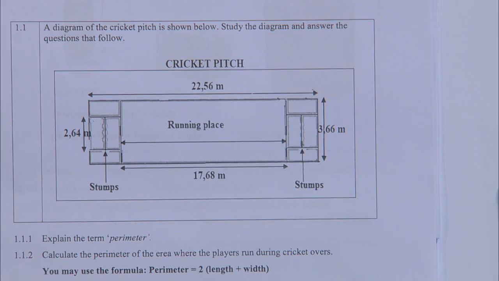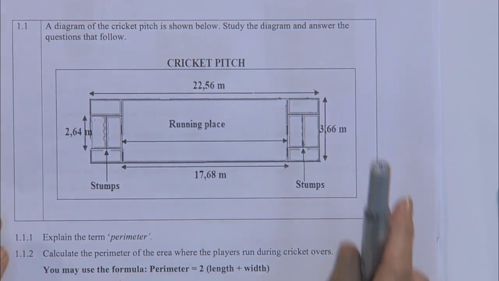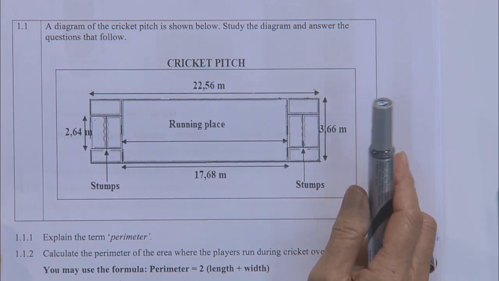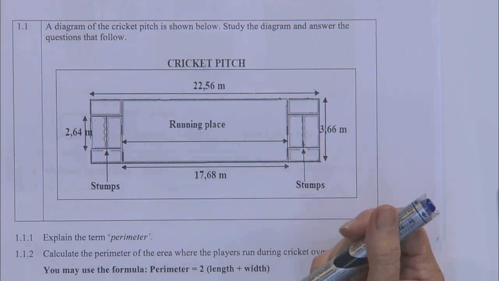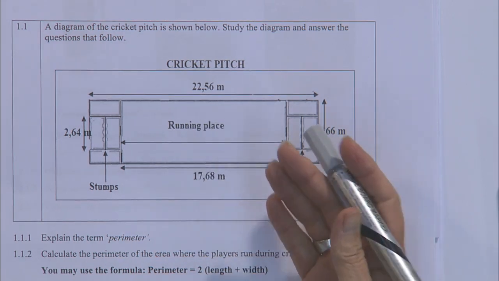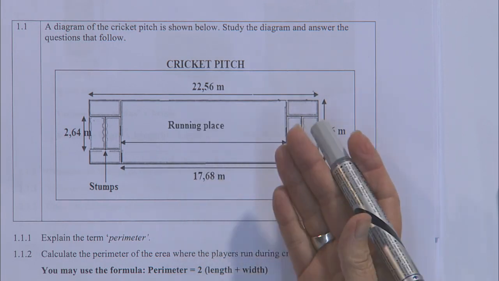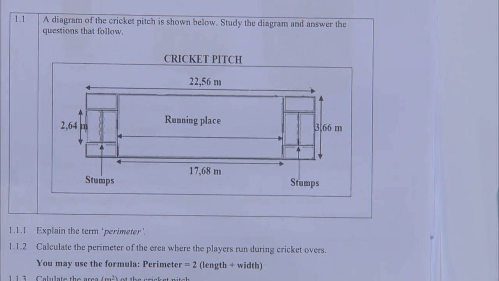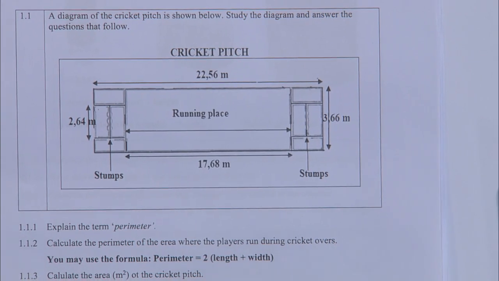Grade 12s, what is very important is that you make a little list of all the definitions that you need to know. It's like in business studies: you study a definition and you need to give the correct definition. Not a definition in your own words, but a definition as per your textbook. So explain the term perimeter.